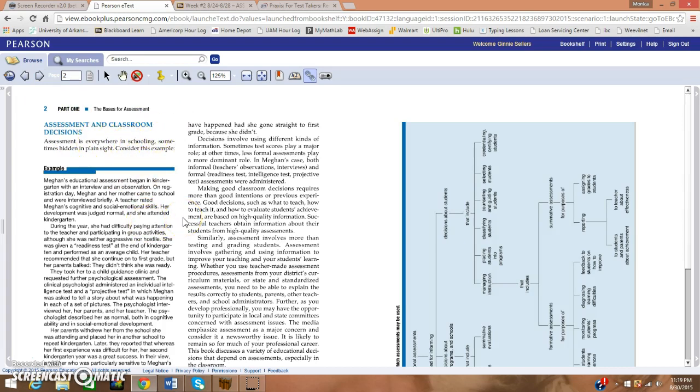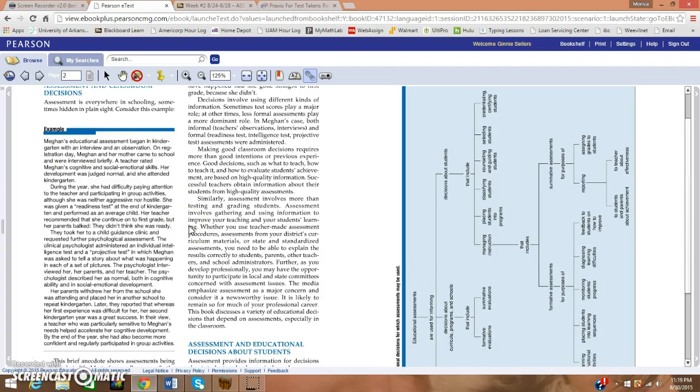And there it says that interviews are included in the broad definition of assessments. Also, assessment results can contribute to a decision, but everyone involved may not interpret the results in the same way. And decisions involve using different kinds of information, and good decisions are based on high quality information.